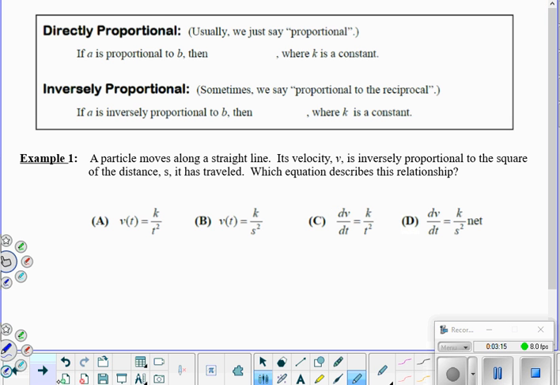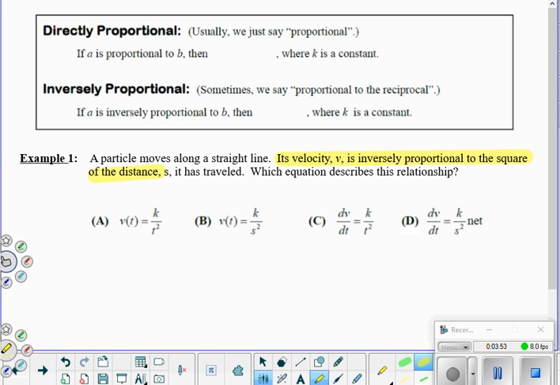Moving on. Today we're going to take word problems like example 1. Let's just read it and then I'll come back to the box. It says example 1, a particle moves along a straight line. Its velocity v is inversely proportional to the square of the distance s it has traveled. Which equation describes the relationship? And we're looking at a multiple choice question here. Well, this wording here, let me get a highlighter going. Its velocity is inversely proportional to the square of the distance s. I need to try and write an equation about that.